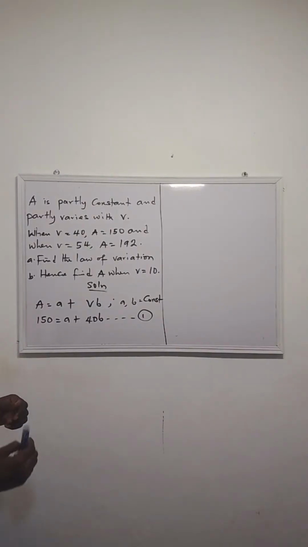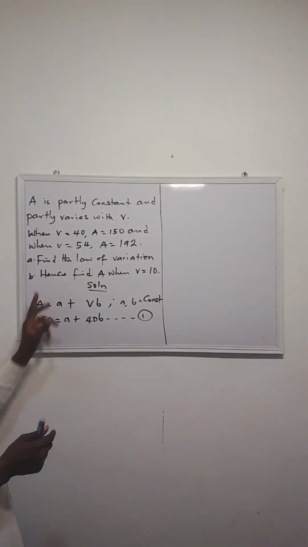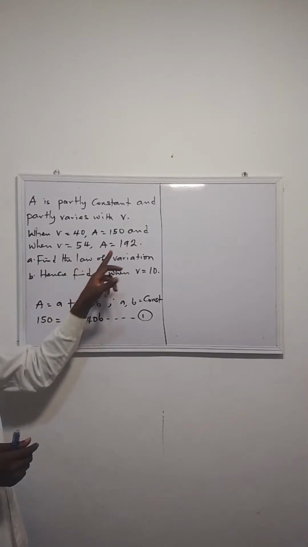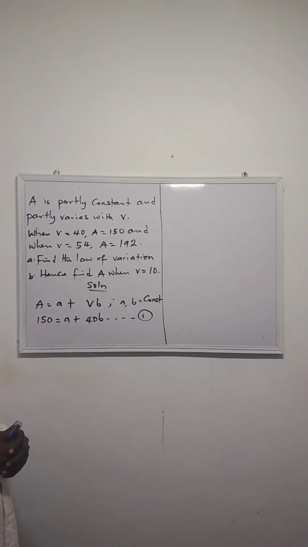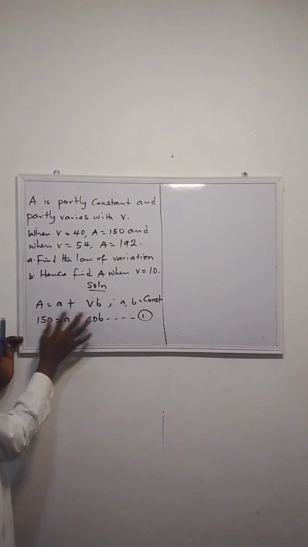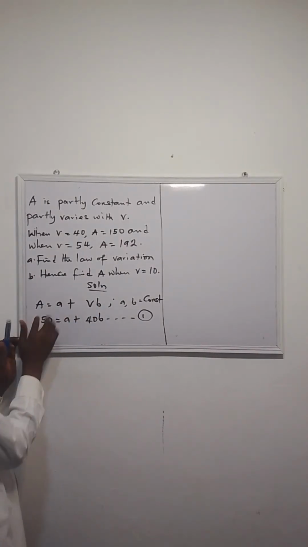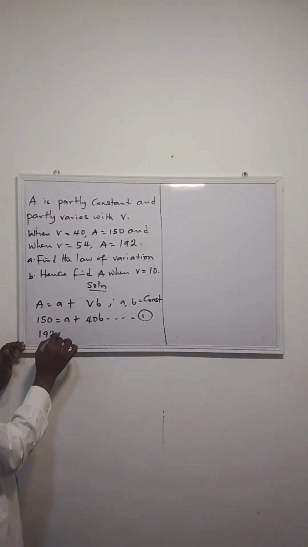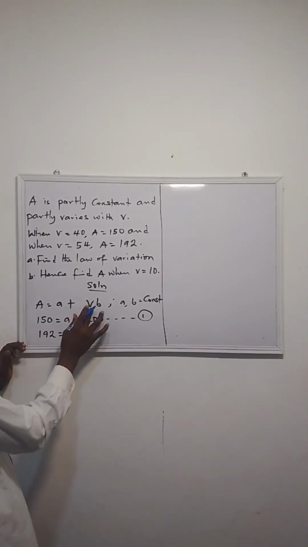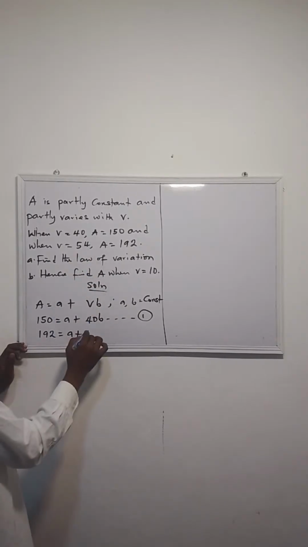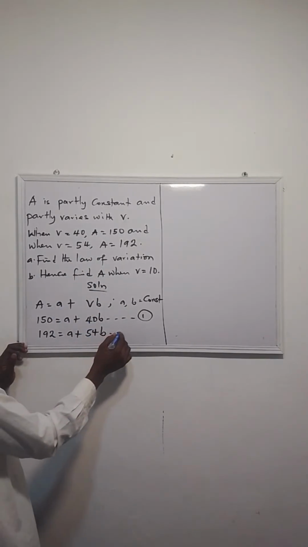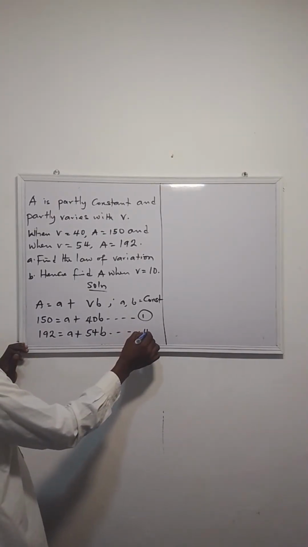Right? Now let's look at the next one. When V is 54, A is 192. So now let's plug that into this equation again. So we have 192 equals a plus 54b. We call this equation 2.